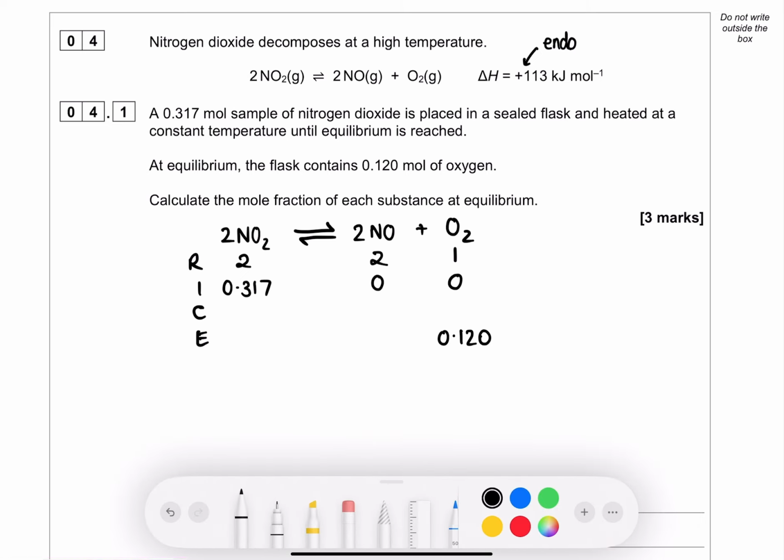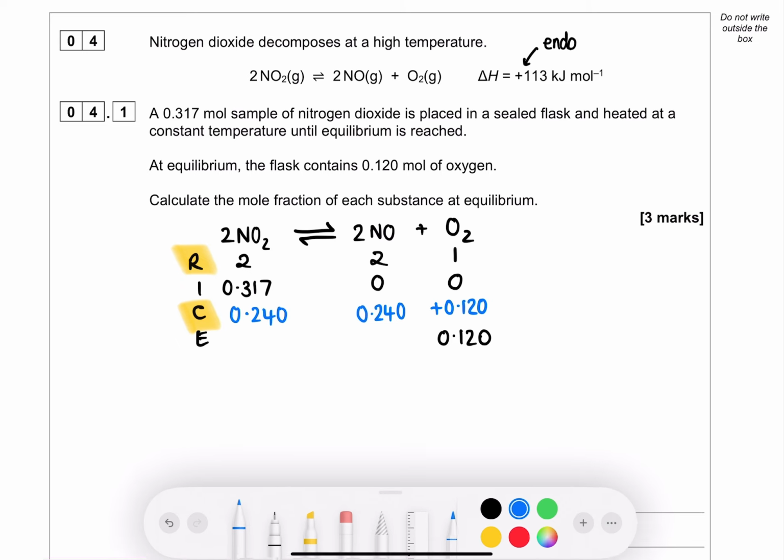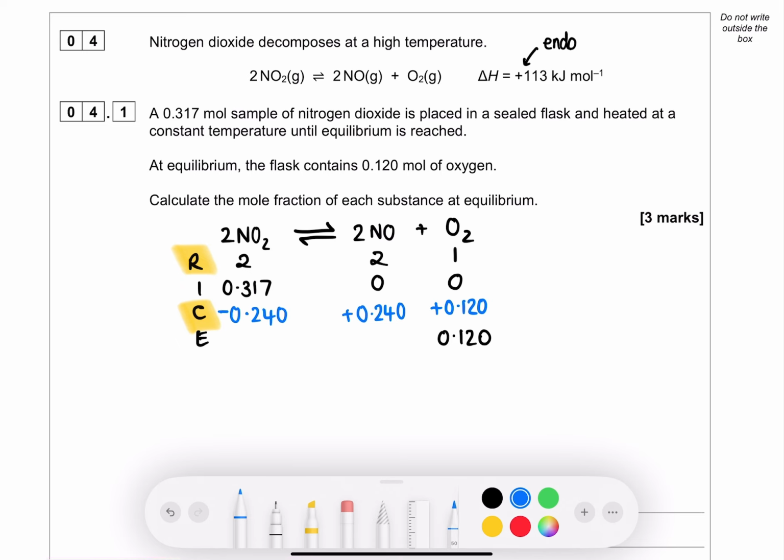So we can fill in a change that this one went by 0.120. And what we need to remember is that the ratio and the change line are going to be in the same proportions. So 2 to 2 to 1 is the same as something to 0.12. So if 1 is 0.12, then 2 is 0.24. And we remember that we subtract reactants and add products.